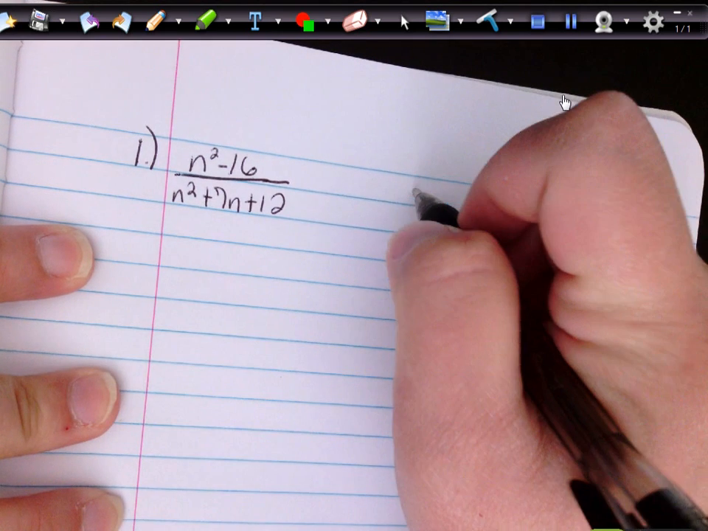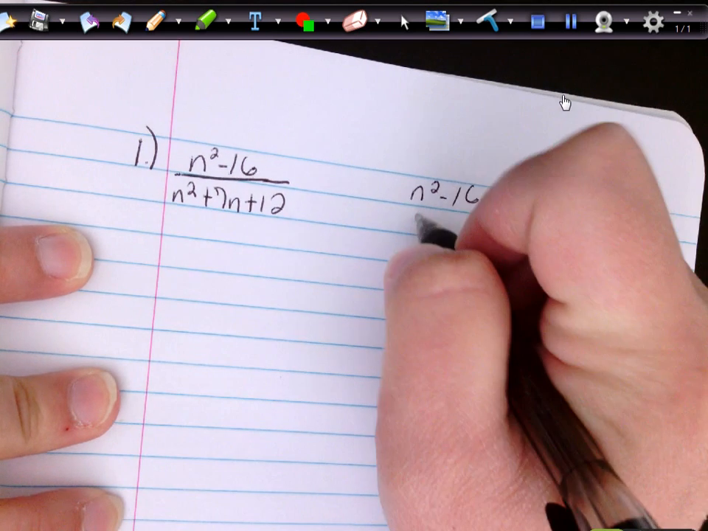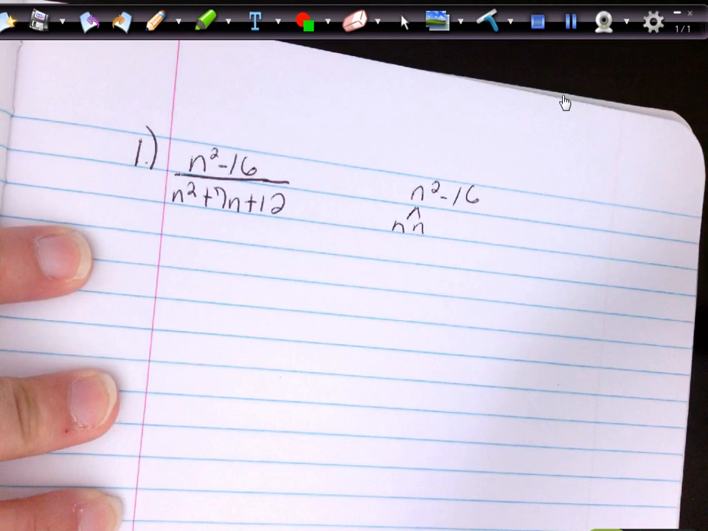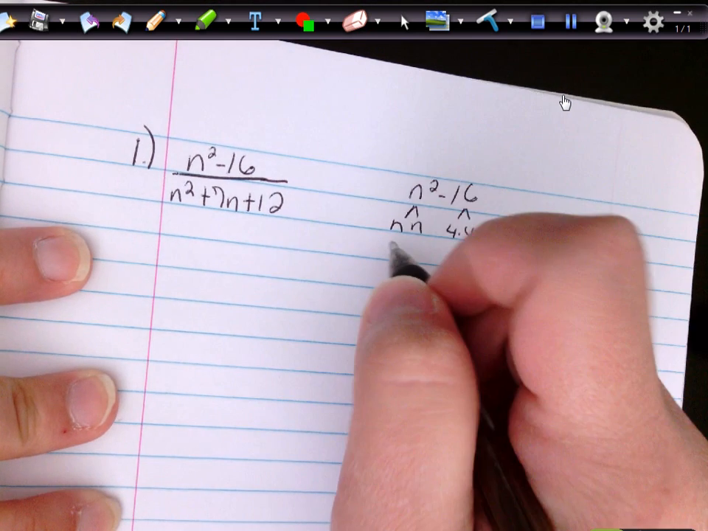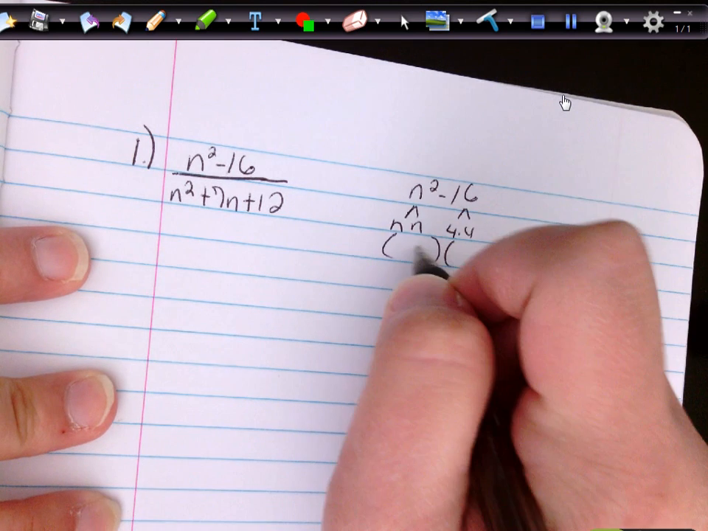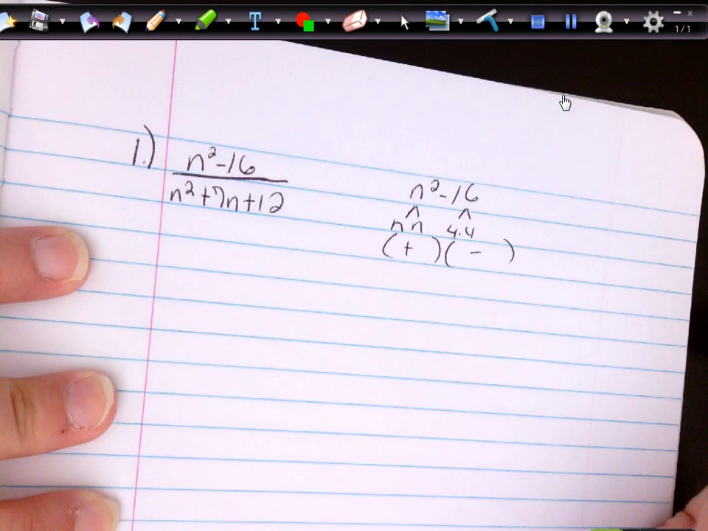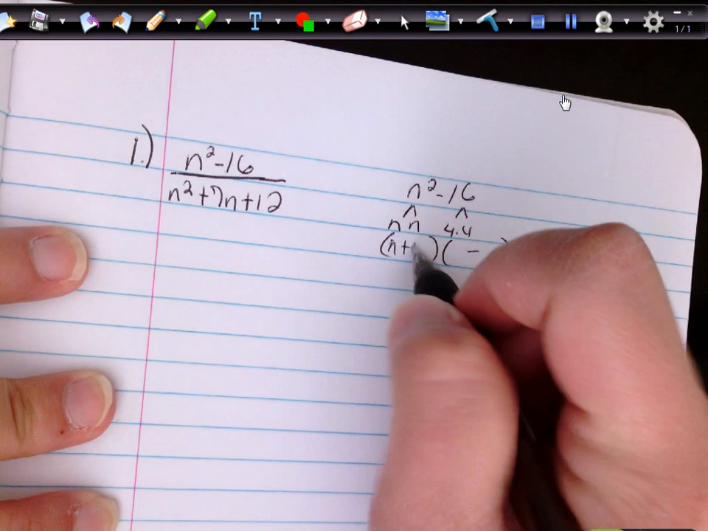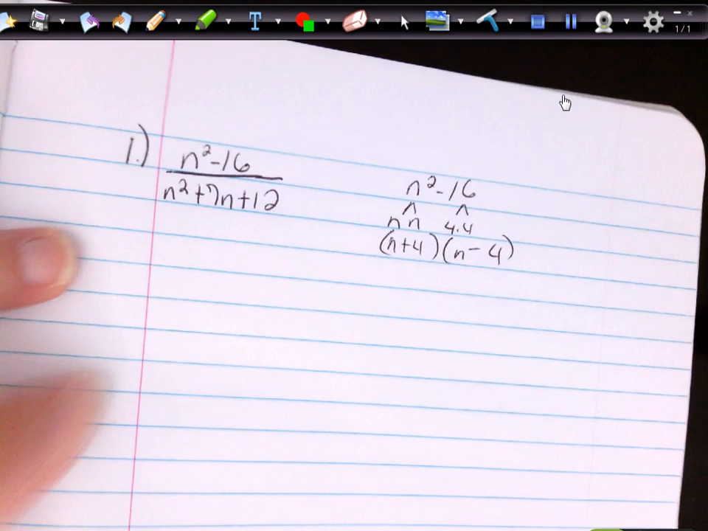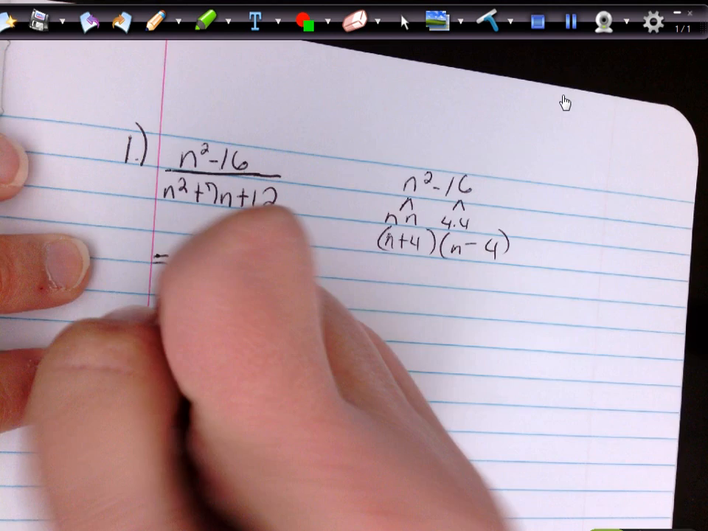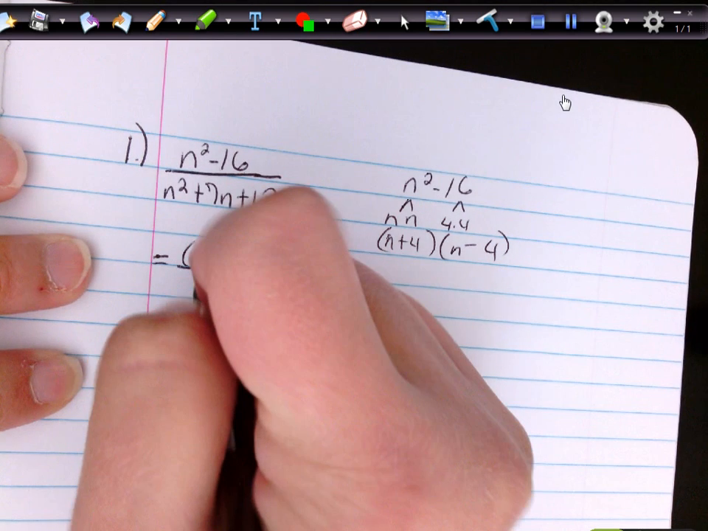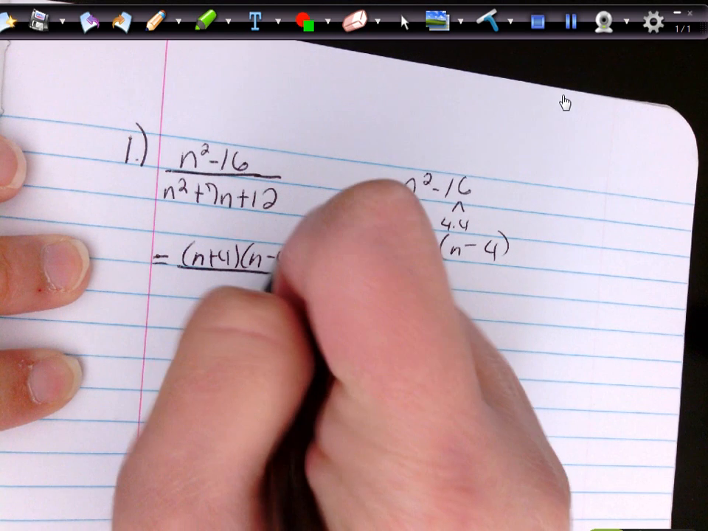So over here I'm going to say n squared minus 16. n squared breaks up into n and n. 16 breaks down into 4 and 4, and when it's a binomial like this, we have a plus sign in one and a minus sign in the other. So we have n plus 4 and n minus 4. So we factored the top. We come down here, we've got n plus 4 and n minus 4.